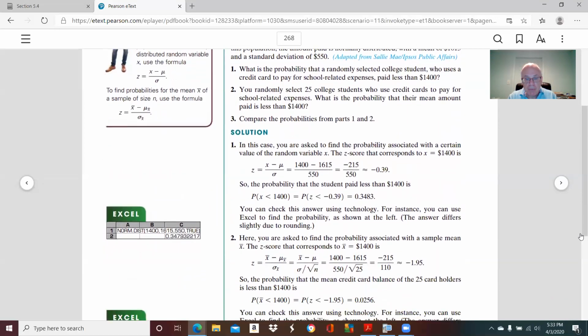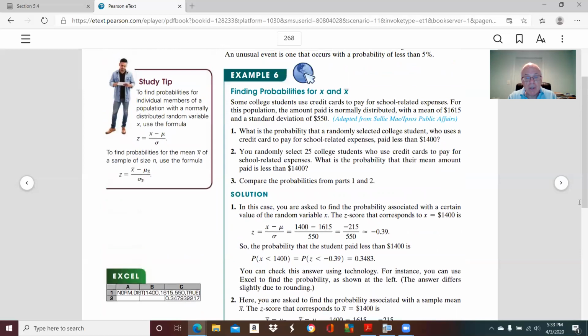All right. Now, how about the second question? It's a different question. You're randomly selecting 25 college students who use credit cards to pay for school-related expenses. What's the probability that their mean amount paid is less than $1,400? In this case, you find the mean amount paid for school-related expenses for the 25 students. In other words, you ask each of the 25 students, how much did you pay for school-related expenses using your credit cards? They would all give an answer. You would then find the average or mean of those 25 answers, and that's X bar.